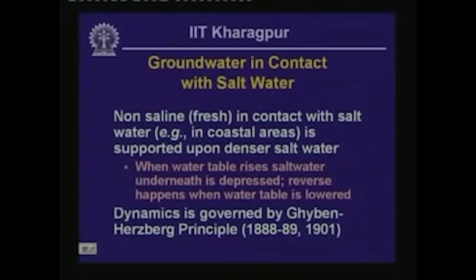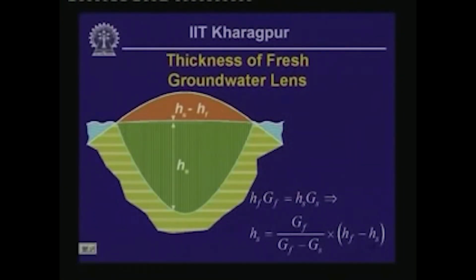Now we want to actually look at the dynamics or the stability of the lens of fresh water in the following slide, and this particular dynamics is governed by a principle called the Ghyben-Herzberg principle, and this principle was originally thought about by the gentlemen whose names appear in the name of the principle, Ghyben and Herzberg, in the late 1800s and early 1900s.